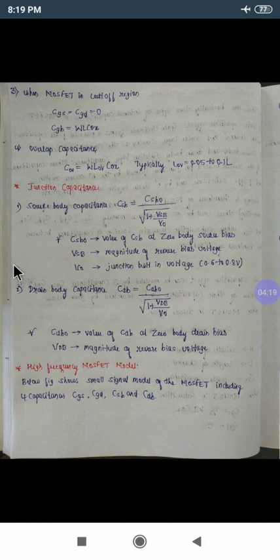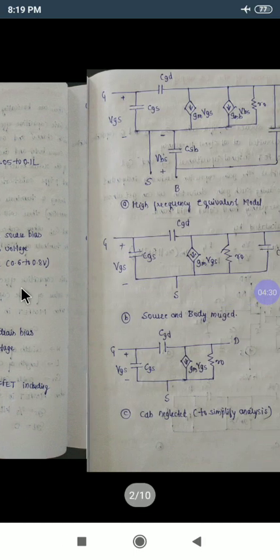So this is regarding the internal capacitance of a MOSFET. Next we'll go for the high frequency MOSFET model. The next figure will show how the capacitances are connected. See here.